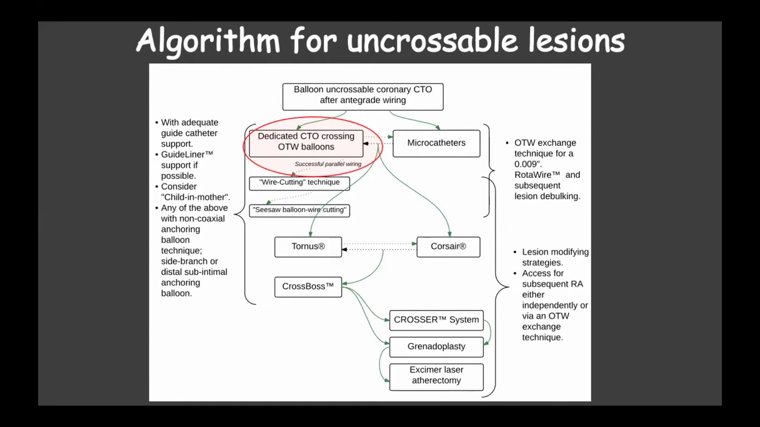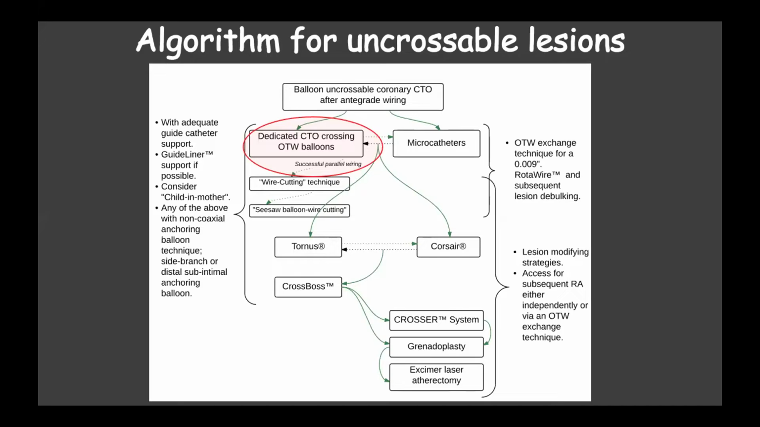We presented at PCR 2015 an algorithm to cross non-crossable lesions. We can see here that the dedicated CTO crossing balloons and over-the-wire balloons are at the forefront of this algorithm. Whenever we think that we have an uncrossable, challenging lesion, we don't want to lose our material. We start with a dedicated CTO crossing balloon.